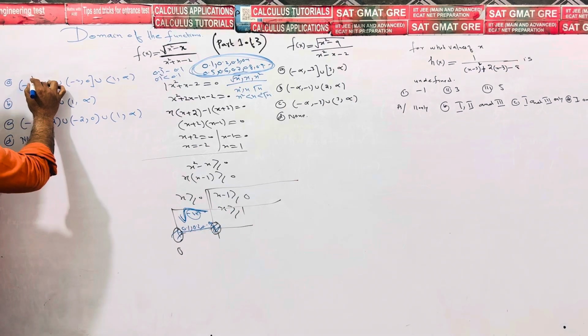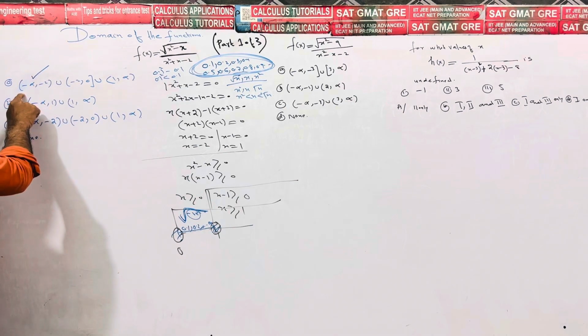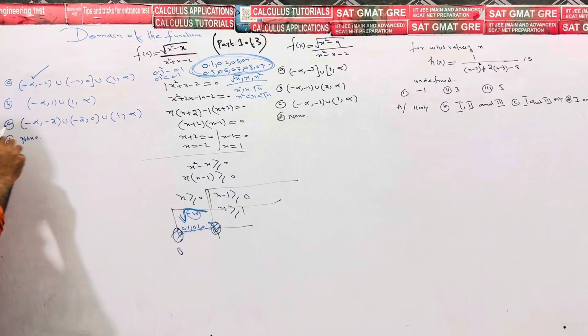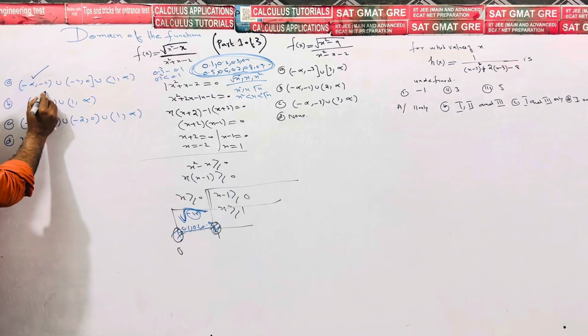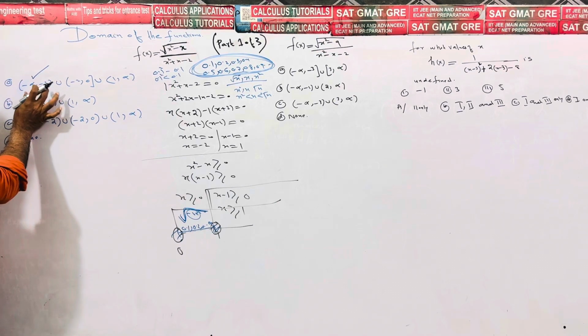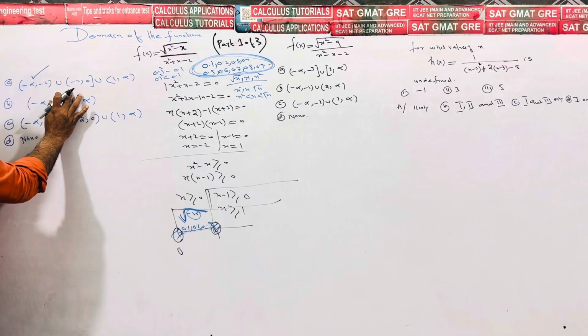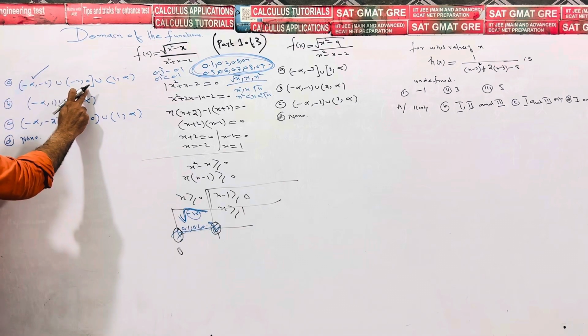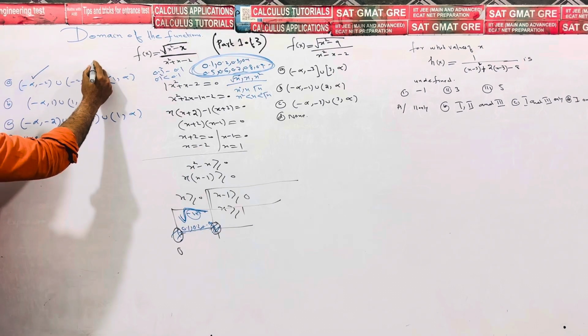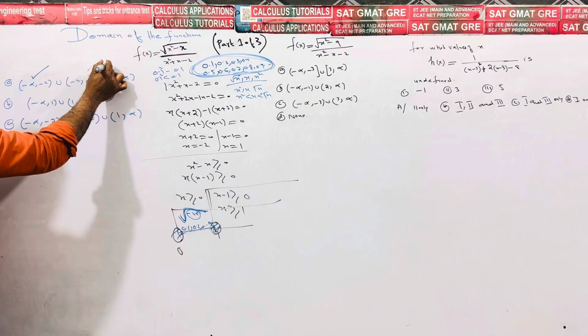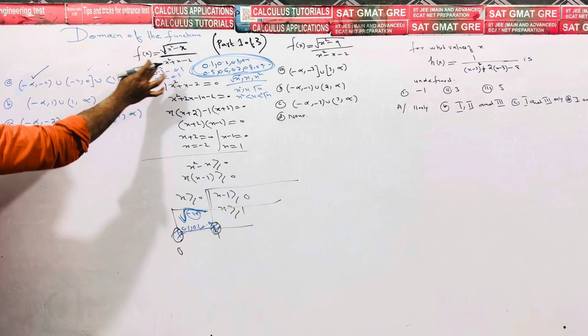All values are affordable from minus infinity to minus 2. Here minus 2 is excluded. It is our open interval. Minus 2 is already excluded. Good. Here 0 is included. We can afford this, and 1 is excluded. We cannot afford 1 in case of the denominator.